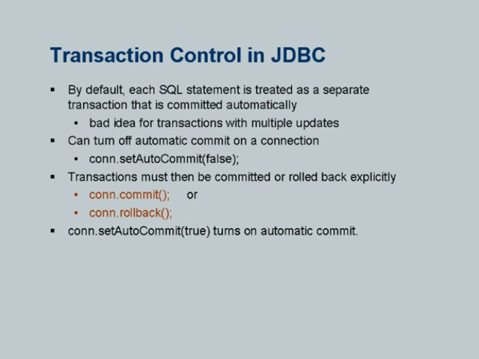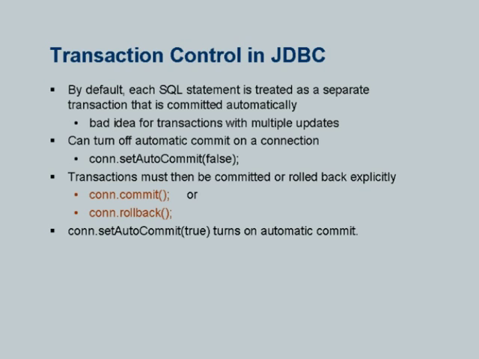Now, earlier today, I told you something about transactions and that you can turn auto commit on or off. So what does that do? By default, each SQL statement sent through JDBC in pretty much all databases is treated as a separate transaction which is committed immediately. But if I want a transaction with just two updates and I want them to be atomic, both occur or neither occur, the way to do it is to treat all of these as one transaction.